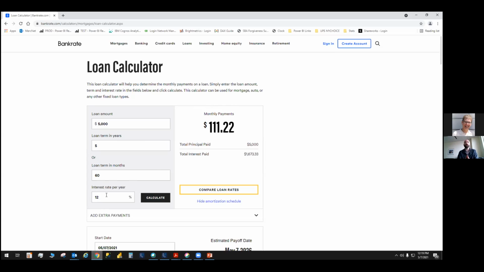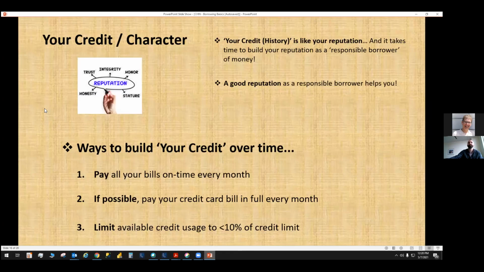And I've reduced my interest rate not by asking. I qualified for that interest rate because I represent a low risk investment, because I've managed my credit history and my loans and my debt very well. Does that make sense? I'm hoping that all makes sense. Yes, it does. And if we go back to the slide, we've got tips, right?